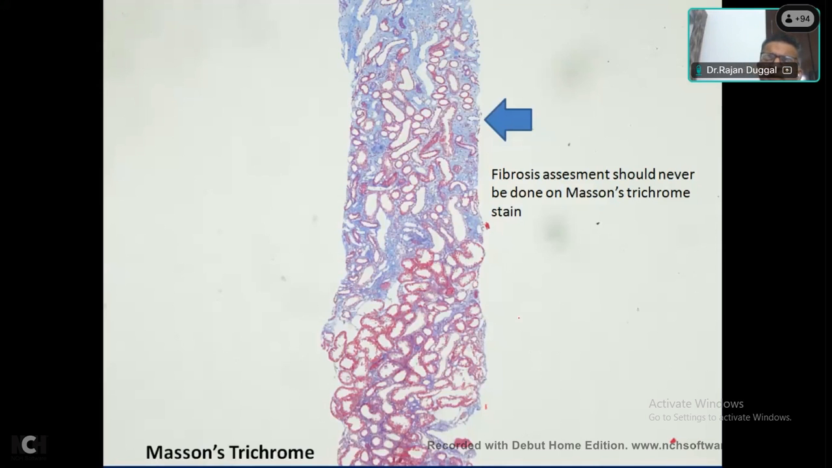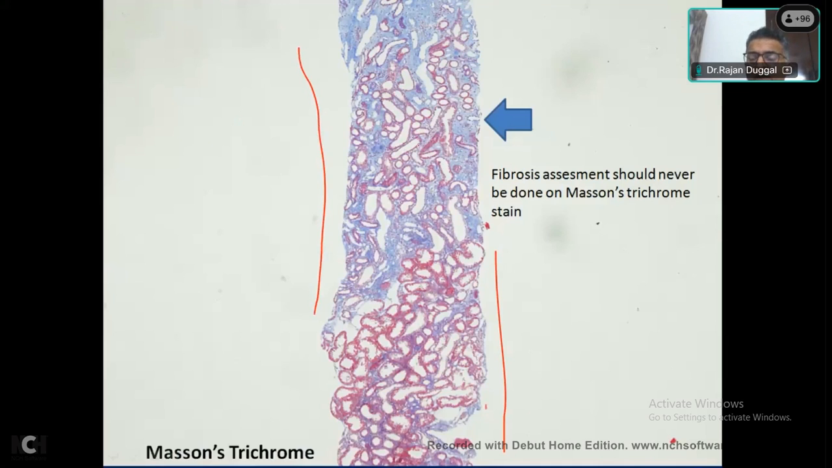Always remember, whenever we use Masson's trichrome stain for assessing fibrosis, it has to be assessed in the renal cortex and not in the renal medulla. So this is the renal cortex. Renal cortex will have glomerulus. Renal cortex will have proximal tubules. It will have distal tubules. But the medulla will not show proximal tubules. Medulla will not show glomeruli. It will show predominantly collecting tubules.